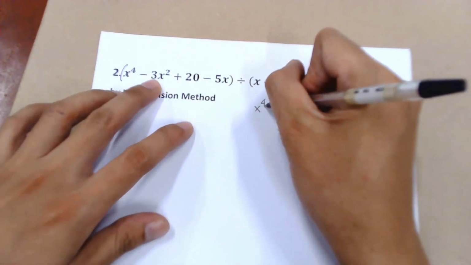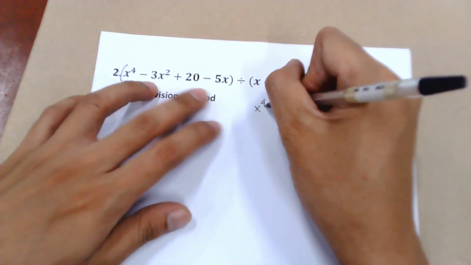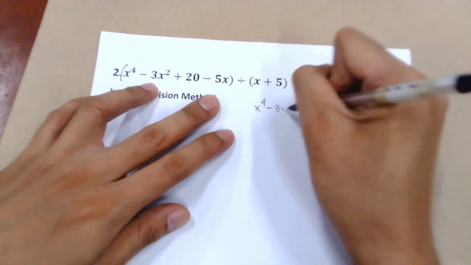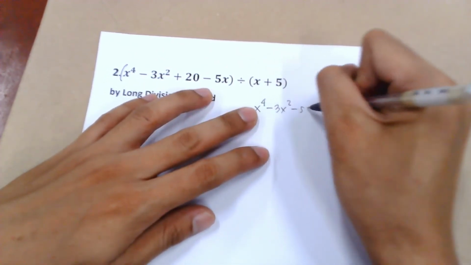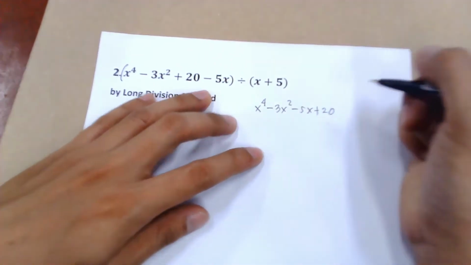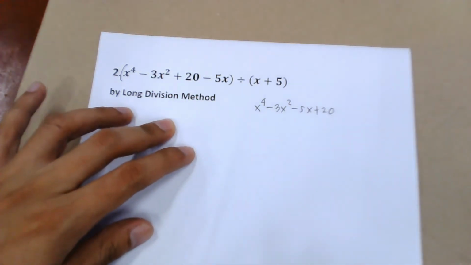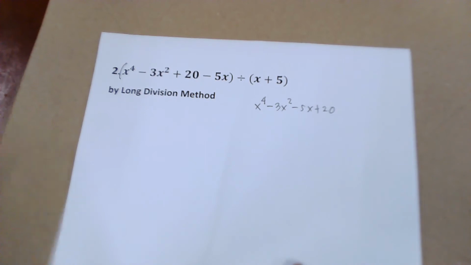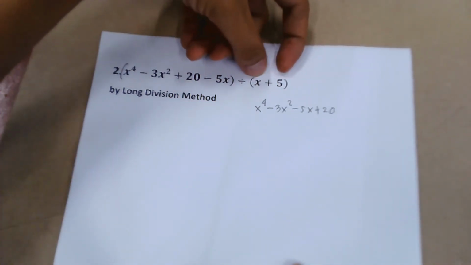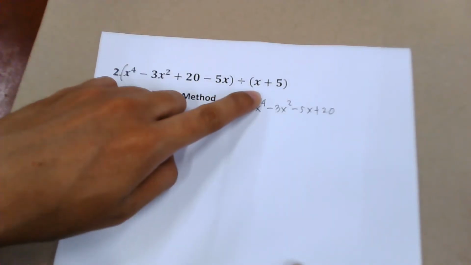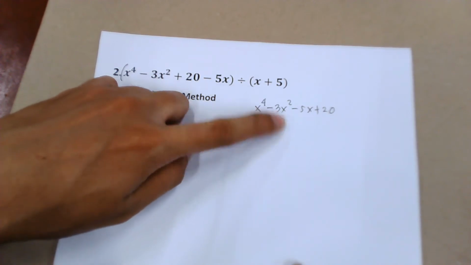What's the next highest exponent? We have negative 3x squared. Next is negative 5x plus 20. That's the second rule. How about the divisor, x plus 5? It is already arranged in descending order of powers.